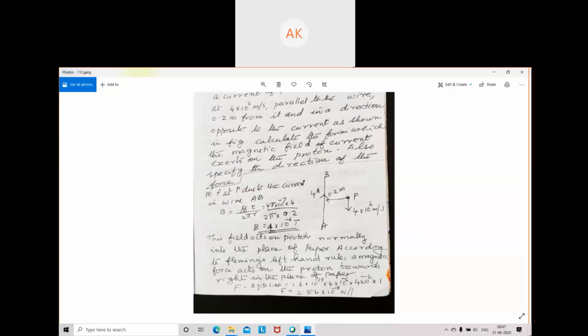This field acts on the proton. Normally, how do you represent the field around it? Which rule do we use? Right hand thumb rule. According to the right hand thumb rule, what is the direction of the magnetic field at this point P? I will ask that question.